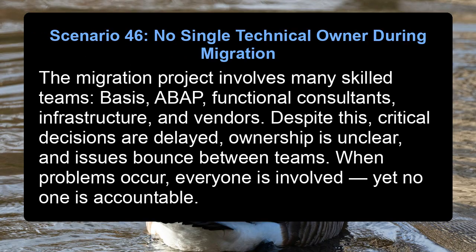Scenario 46. No single technical owner during migration. The migration project involves many skilled teams: Basis, ABAP, functional consultants, infrastructure, and vendors. Despite this, critical decisions are delayed, ownership is unclear, and issues bounce between teams. When problems occur, everyone is involved, yet no one is accountable.